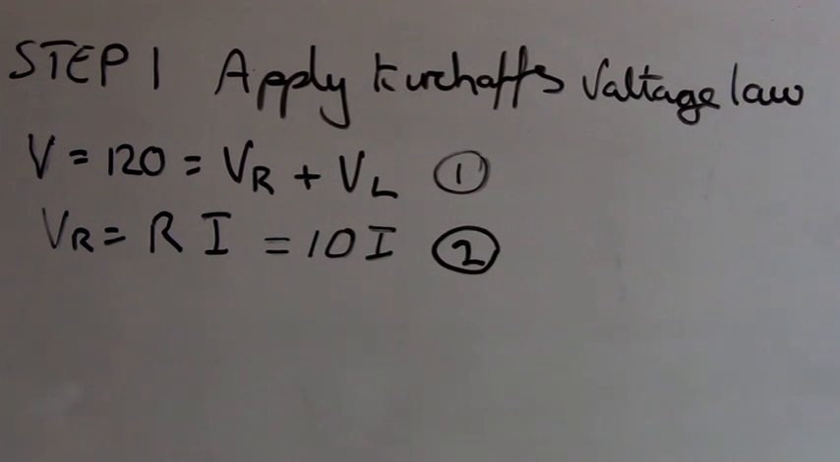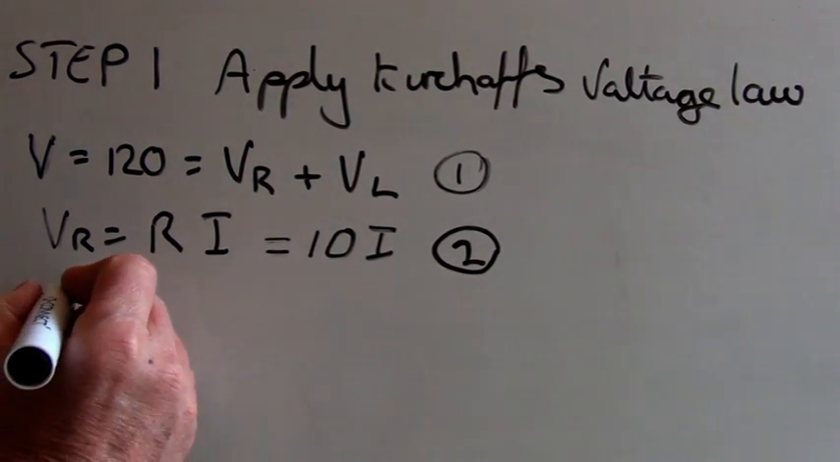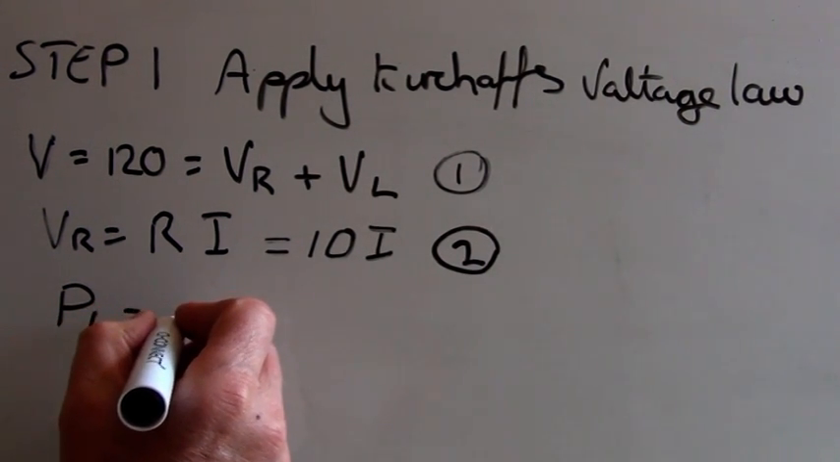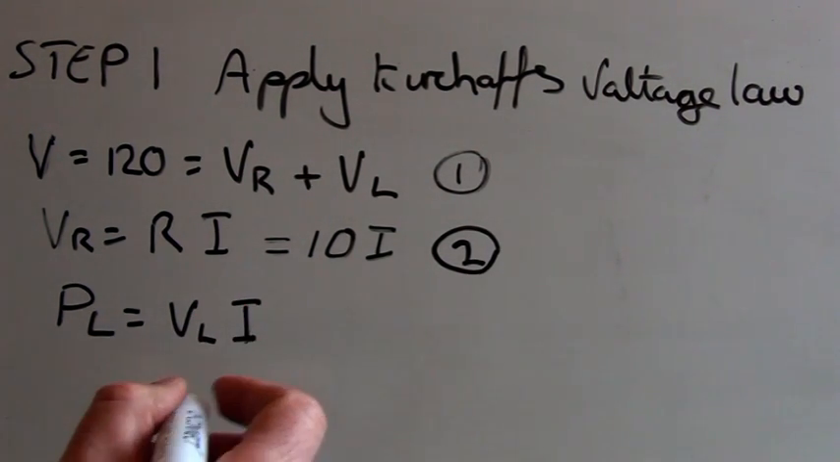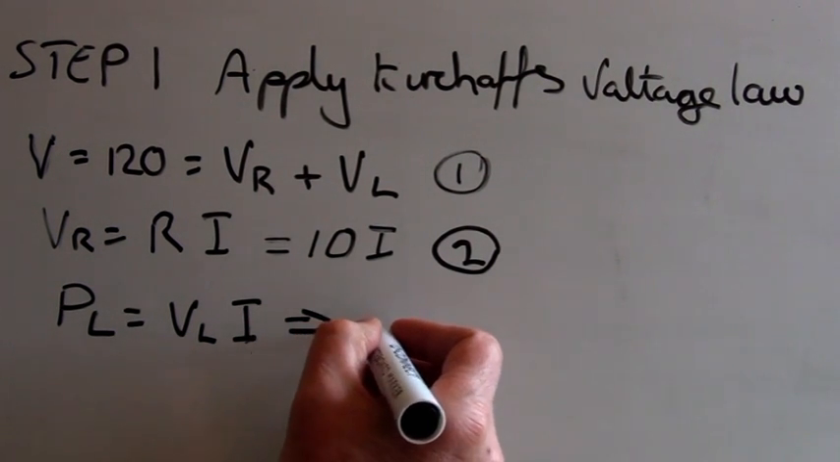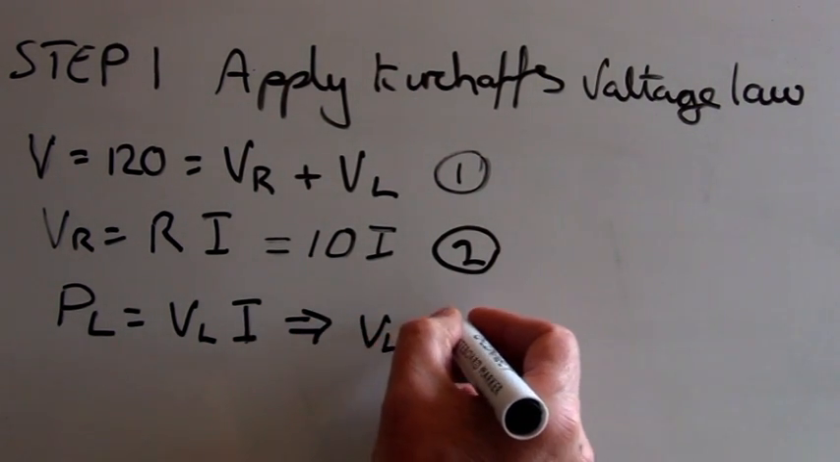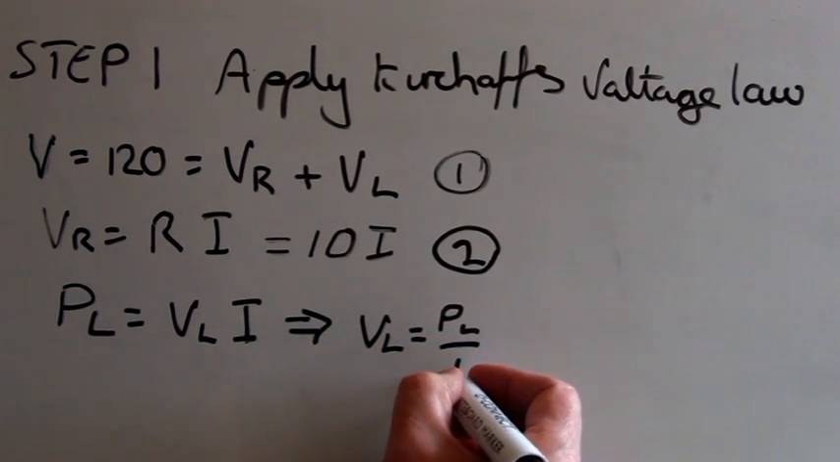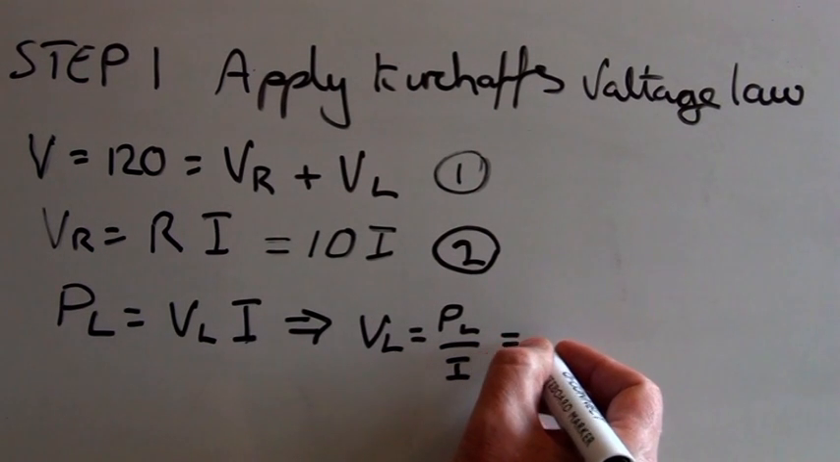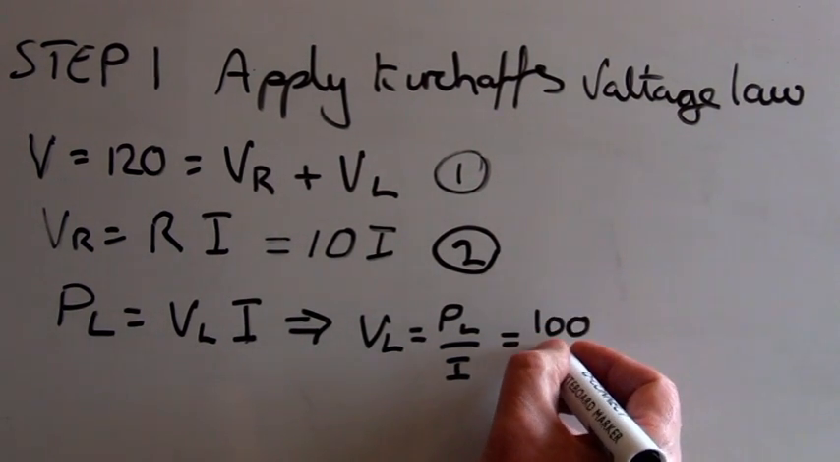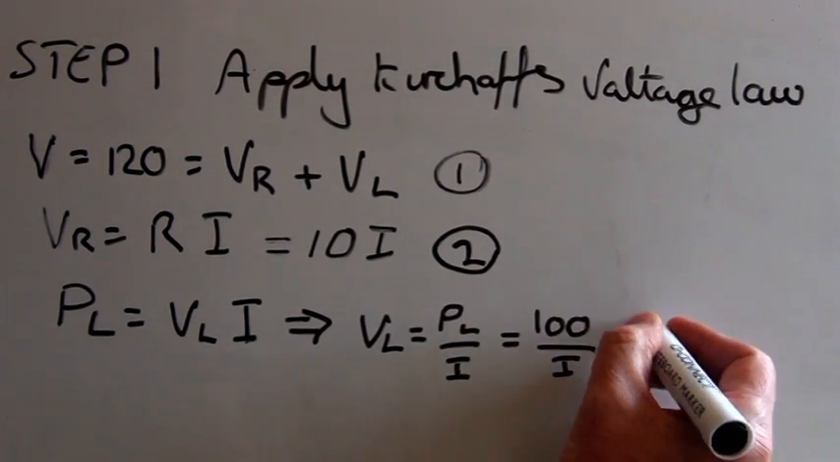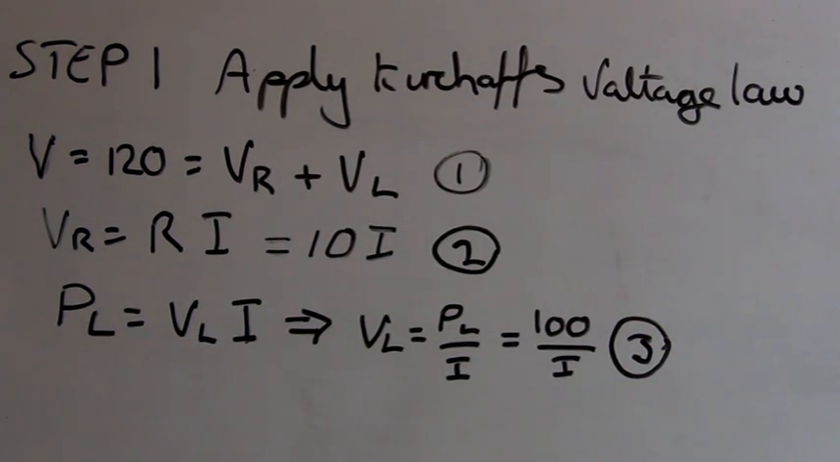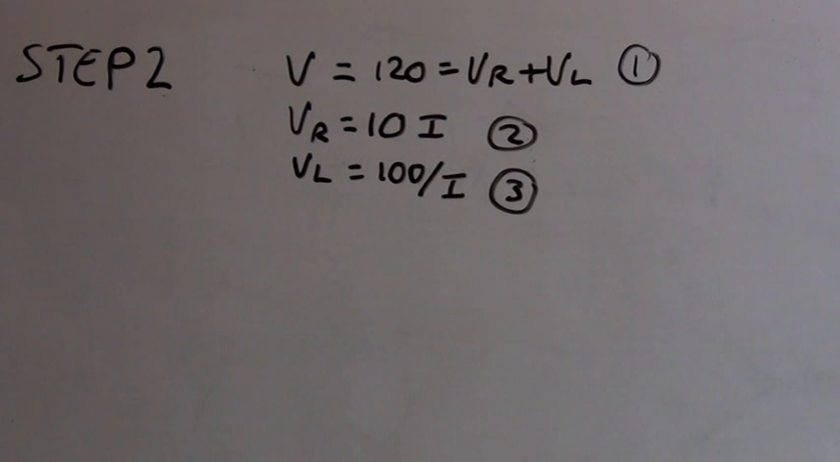Now the power equation for the lamp, P_L equals V_L times I, which tends to V_L equals P_L divided by I, which equals 100 divided by I, and I'll label that as equation 3. Okay, so I've made a note of the voltage equations on the right hand side.